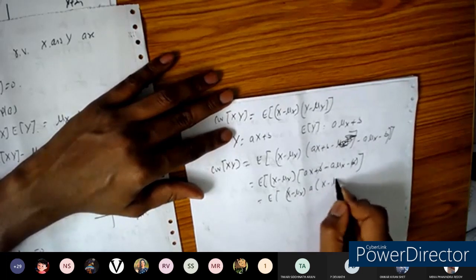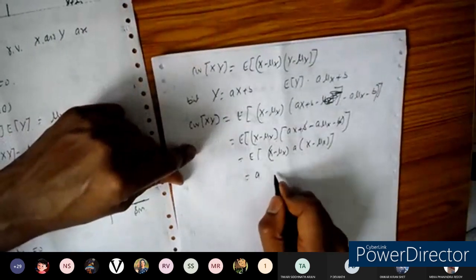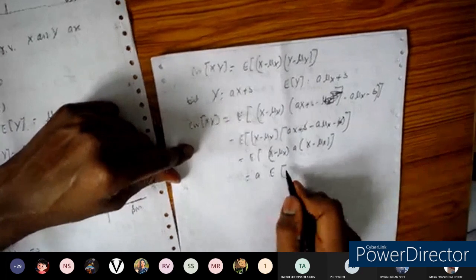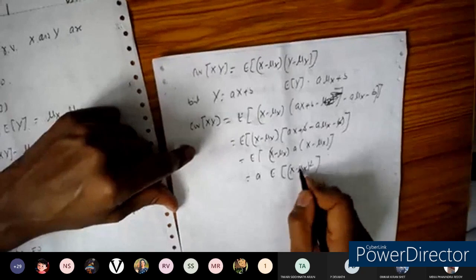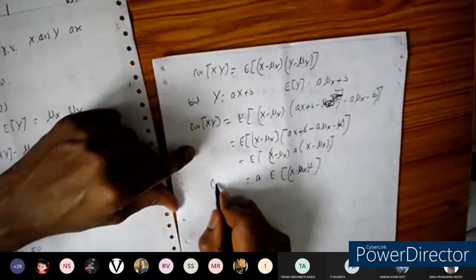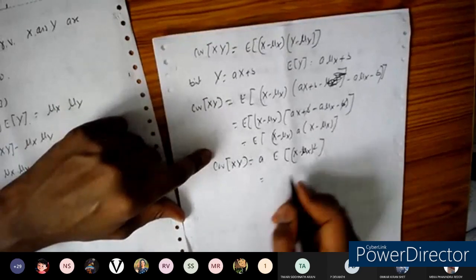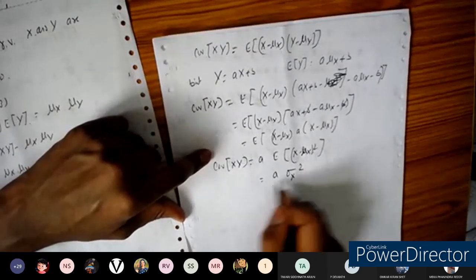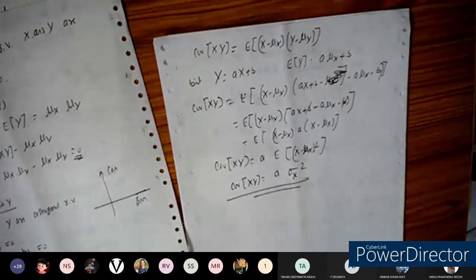So we get x minus nu x. By applying the linear operator, a can be taken outside. So a into the expectation of (x minus nu x) the whole square. (x minus nu x) the whole square is nothing but the variance, as we have already seen from module 1. So it is a into sigma x square. So this is the covariance of the transformed random variables we have seen here.